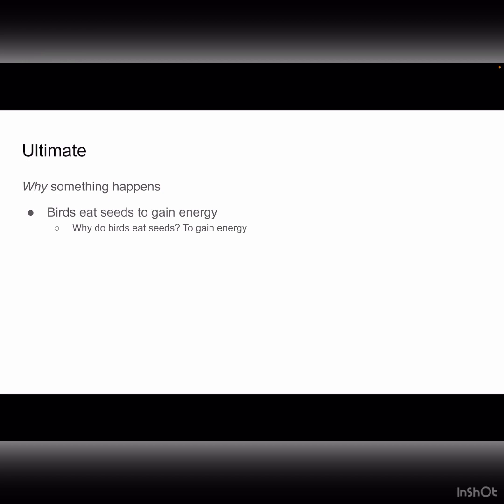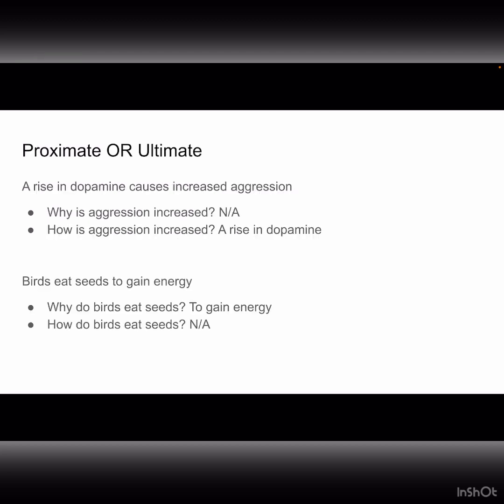For example, let's say that birds eat seeds to gain energy, which they do. Now, what would make this behavior evolutionarily adaptive? In other words, why do birds eat seeds? Well, the example tells us that birds eat seeds in order to gain energy, which is pretty important. Since we know why birds eat seeds, then we can conclude that this is an example of ultimate causation.